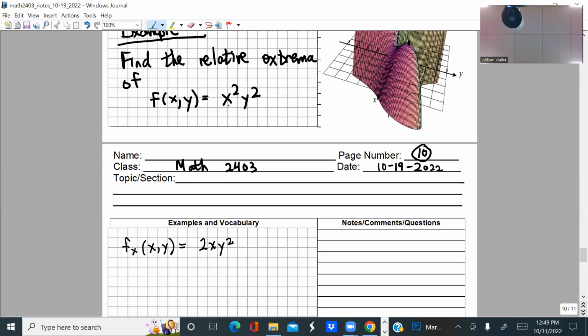Because you'll apply the power rule to the x squared here, but the y squared stays as a constant. So you just get 2xy squared, and ultimately we're going to set that to 0, but we'll come back to that in just a moment. And then the partial with respect to y is kind of the same thing. You're going to have 2x squared y, and also we'll set that equal to 0.